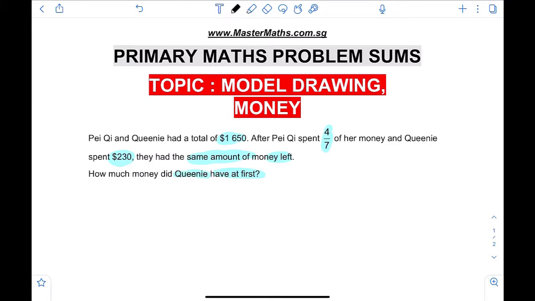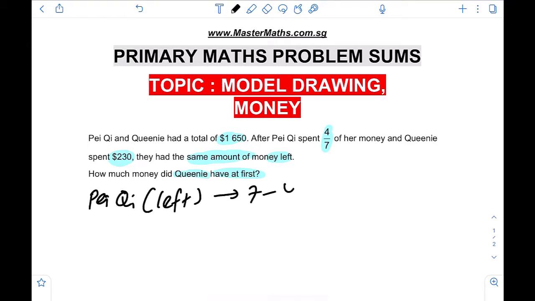Alright, now to do this question, we can draw for ourselves a model. Now, for Peachy, we know at the start she had 7 units, out of which she spent 4. So what's left for Peachy? 7 minus 4, this will be 3 units of money left. And these 3 units is the same as what Queenie has left also, because of this statement here, they had the same amount of money left.